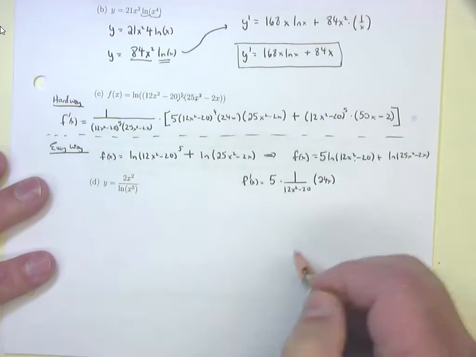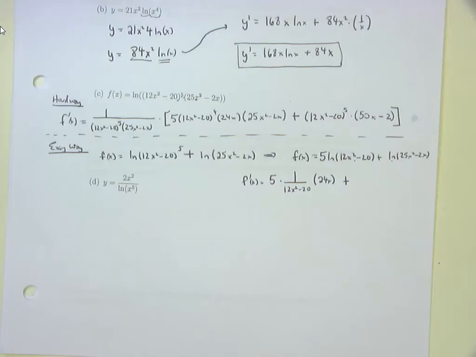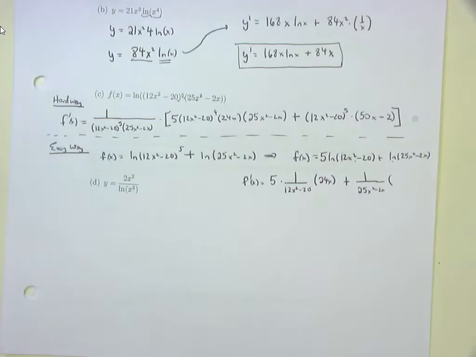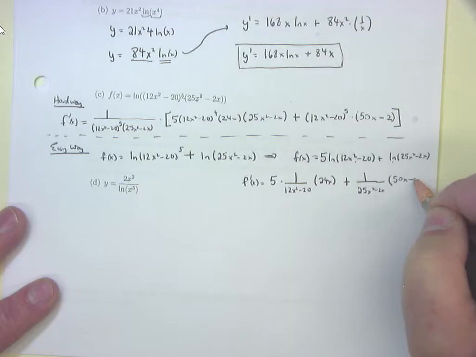Plus, I got another term here, the natural log of 25x squared minus 2x. Derivative of natural log of a function is going to be 1 over the function, 1 over 25x squared minus 2x, times the derivative of the inside. Well, the derivative of 25x squared is going to be 50x minus derivative of 2x is 2. And I'm done. Does that make sense?